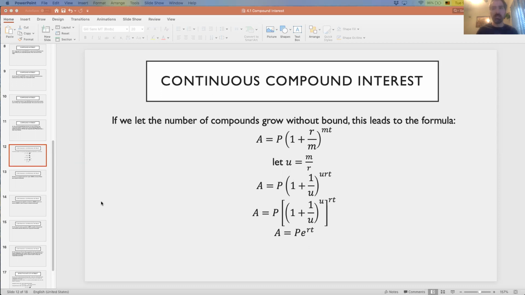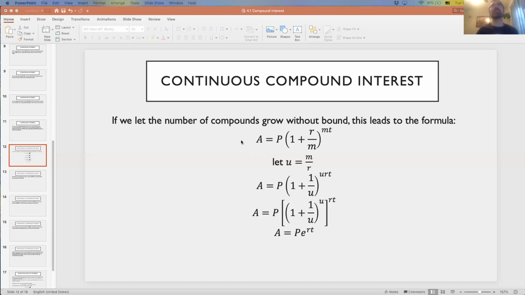All right, so with this continuous compound interest, since you have an infinite number of compounds, M would be considered to be infinite, and we cannot use that same formula that we use for the compound interest. So we need to derive a different formula for this. On the screen here, we see what this would look like if we let the number of compounds grow without bound. In other words, if we let M go to infinity, then this leads us to the following formula. Now there are some steps here to get to that final formula. I wouldn't ask you that on a test or anything, but it's good to know, right?